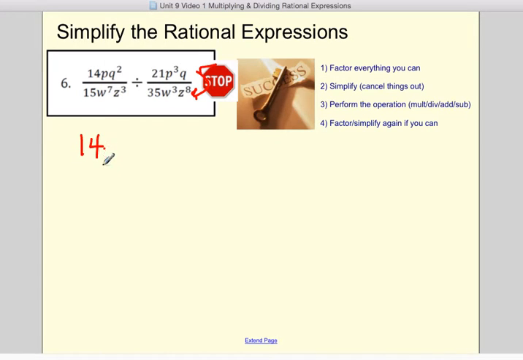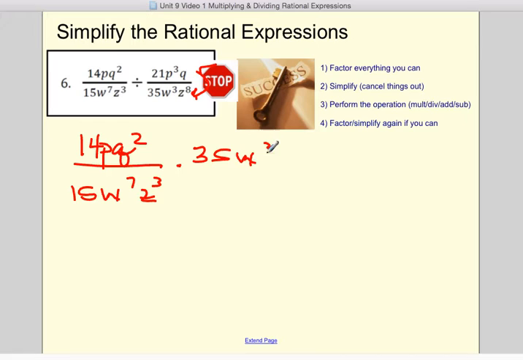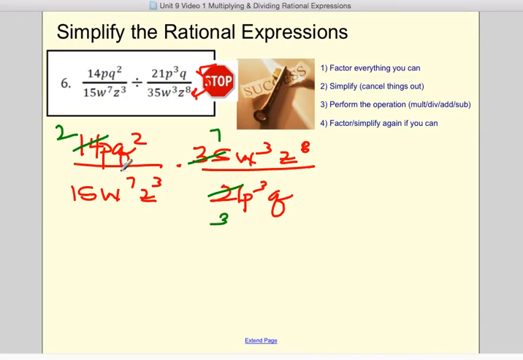So I have 14 pq squared over 15 w to the 7th z to the third times 35 w to the third z to the 8th all over 21 p to the third q. Okay, so start simplifying. 14 and 21 both divisible by 7, so that would give me 2 and 3. These two are both divisible by 5, so 7 and 3. From that point, I'm going to multiply across.